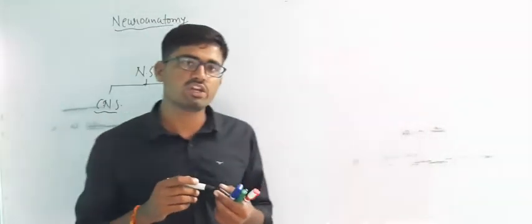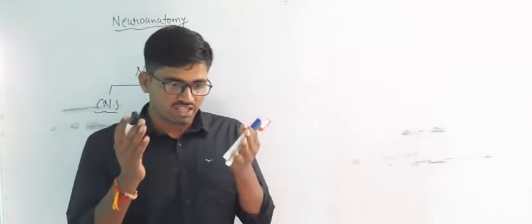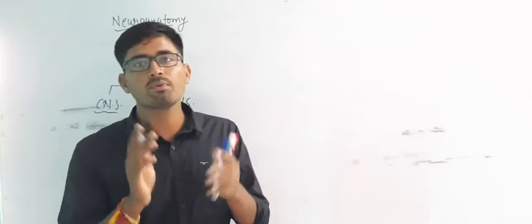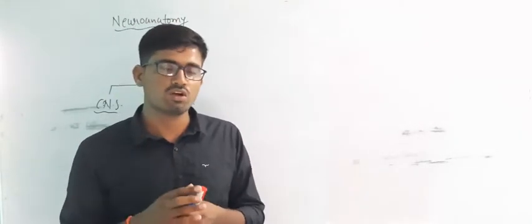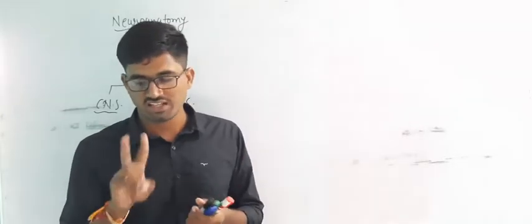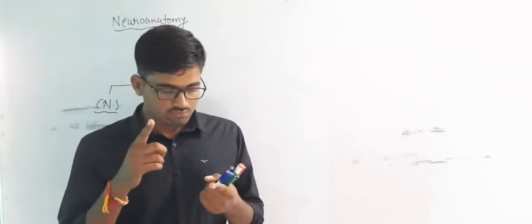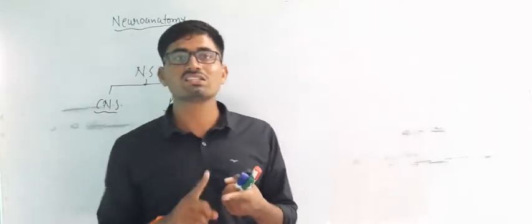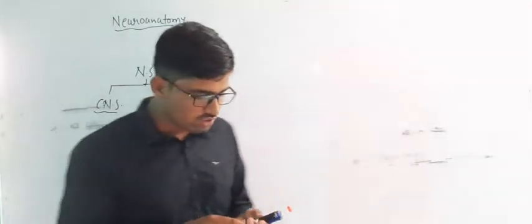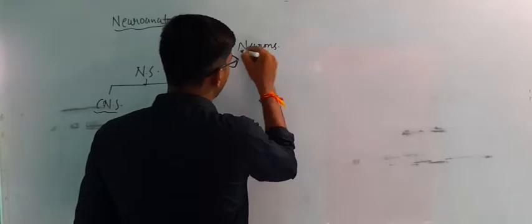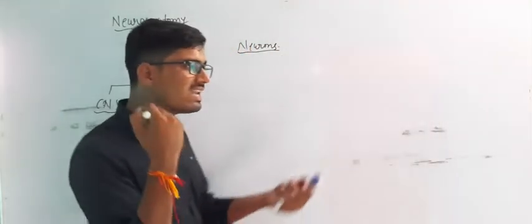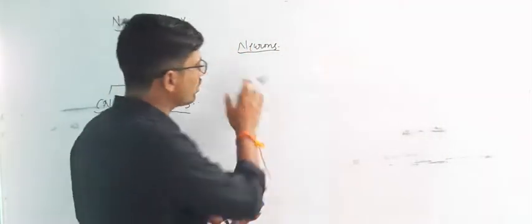First, I want to tell you that in the nervous system there are two types of cells: one is the neuron, and the second is the supporting cells. I am talking first of all about neurons. The neuron is the functional unit.